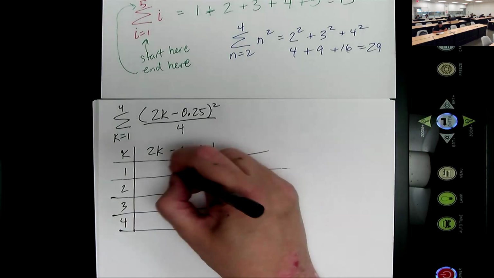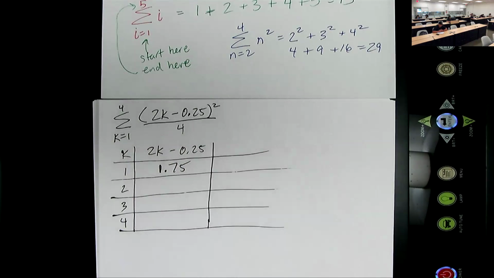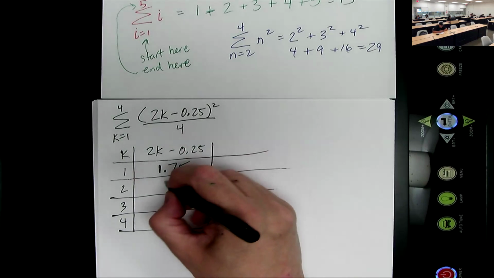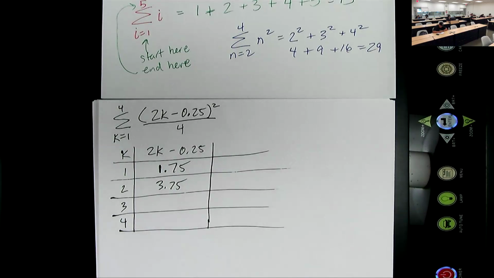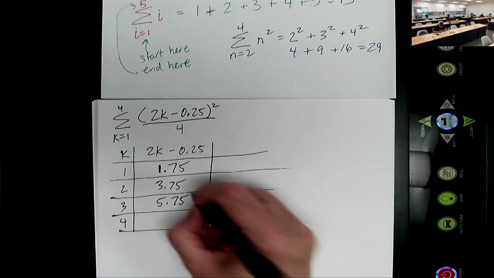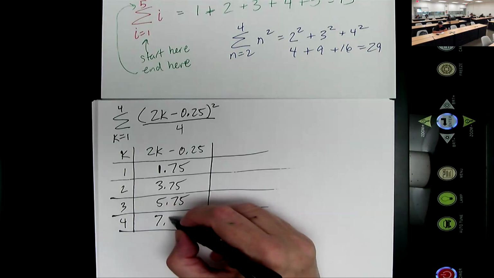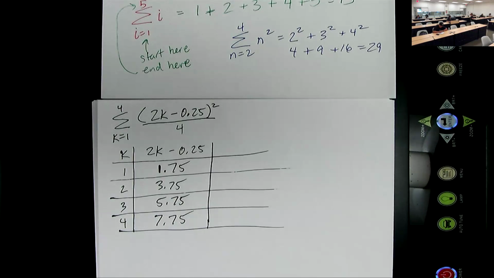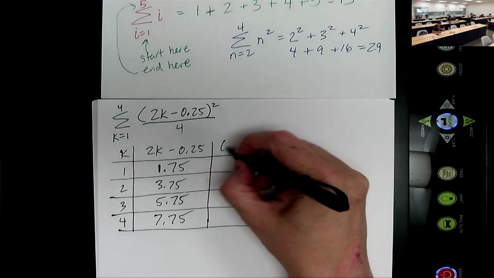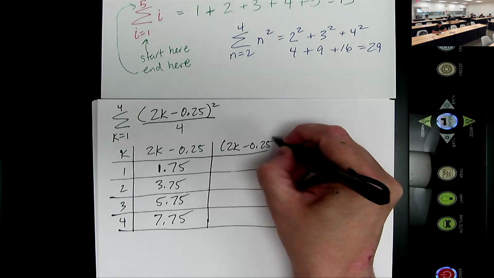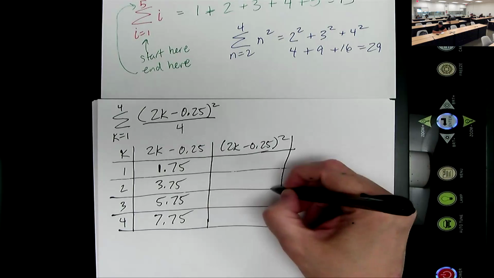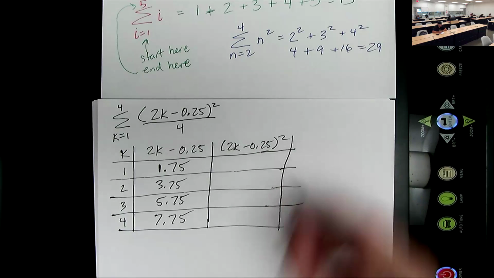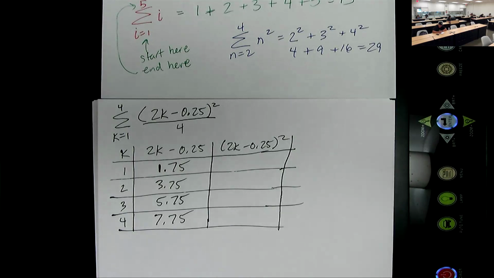2 minus 0.25 is 1.75. 4 minus 0.25 is 3.75. 2 times 3 is 6, 6 minus 0.25 is 5.75. And it looks like this is just going up by 2 each time. Then I need a column that squares this. And this one I'm not doing in my head. 0.75 squared.